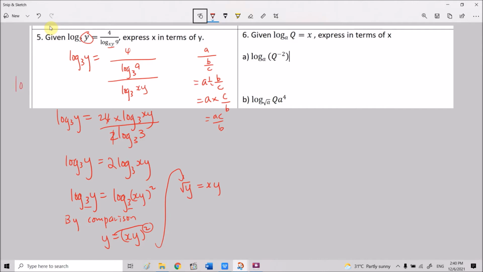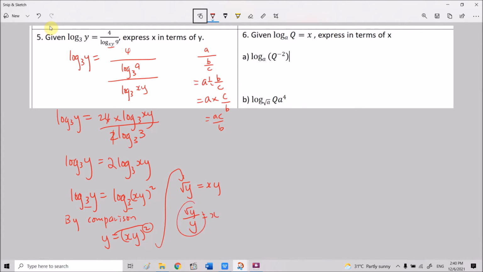Okay, remember, if you have log with any numbers here, this value here must always be a positive number. It cannot be a negative number. That's why I didn't put a negative here. It must be a positive value. And then I move the y here to the left. I get square root of y over y. So square root of y divided by y.